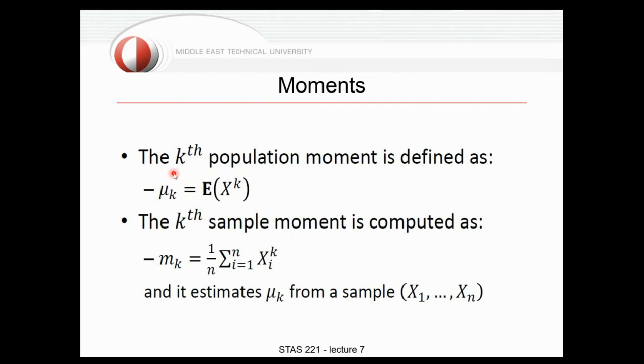And these population moments, we want to make them equal to the sample moments in order to find the estimations for the parameters that we are interested in in our population. So at the end, we should make mu_k's equal to m_k's, which are population parameters and our statistics.